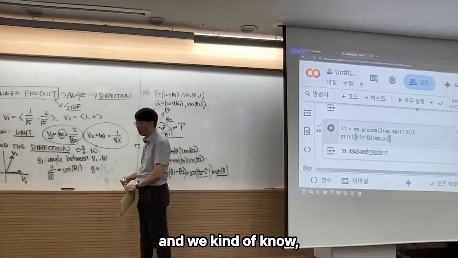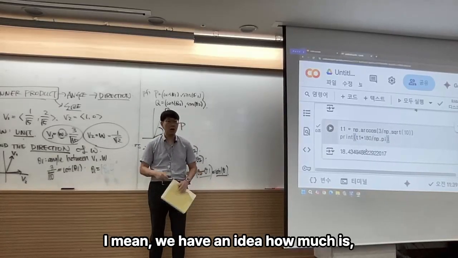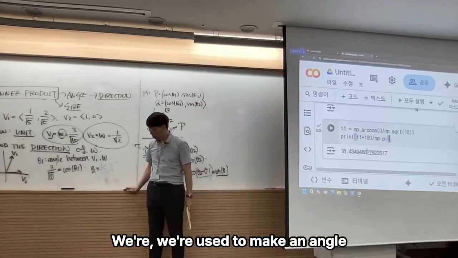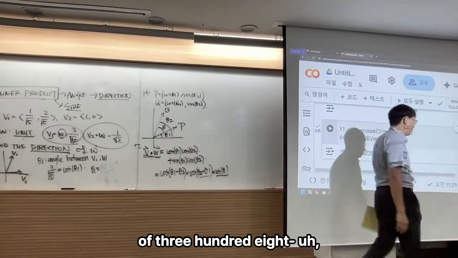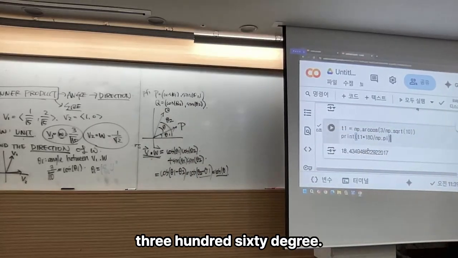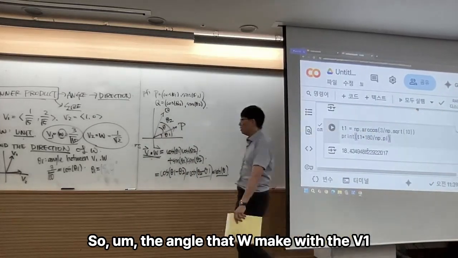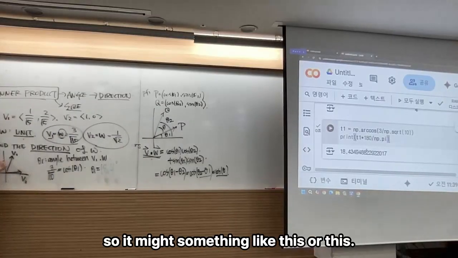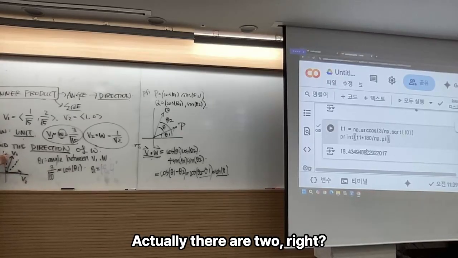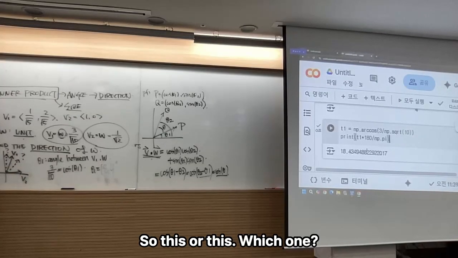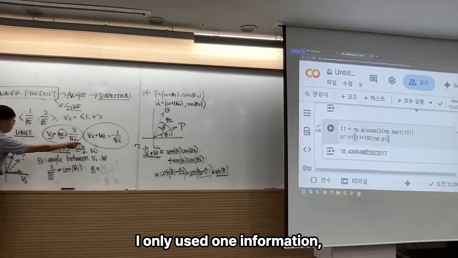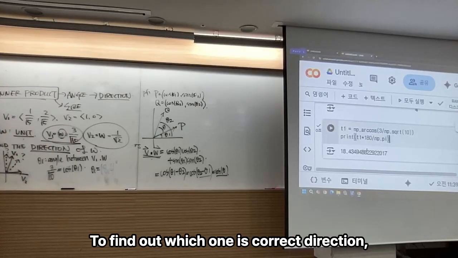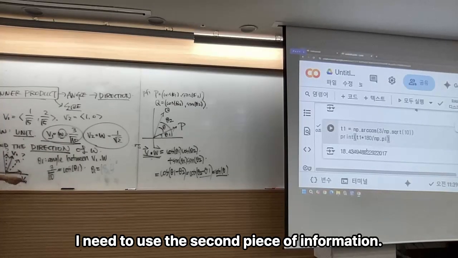Okay. So this much. And we kind of know, I mean, we have an idea of how much this angle is. We're used to making an angle of 360 degrees. So the angle that W makes with V1 is 18.4 degrees. So it might be something like this or this. So actually there are two, right? So this or this. Which one? I only used one piece of information. To find out which one is the correct direction, I need to use the second piece of information.